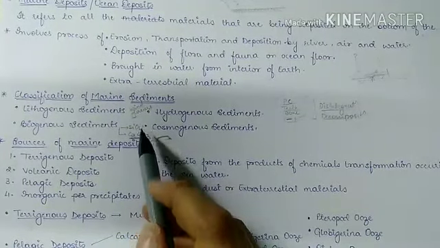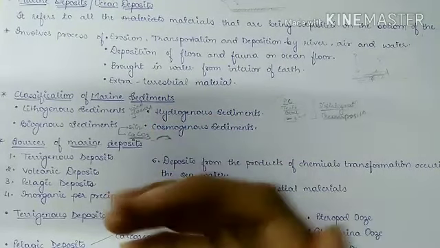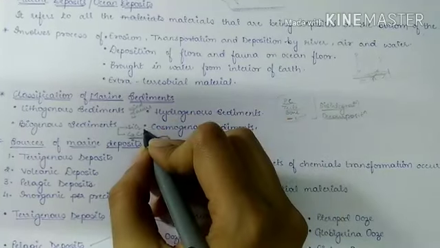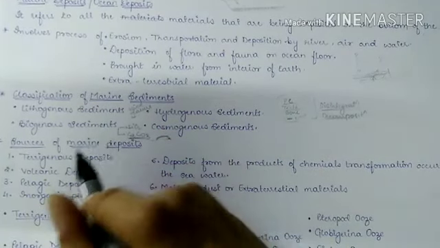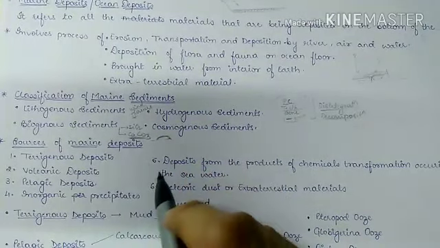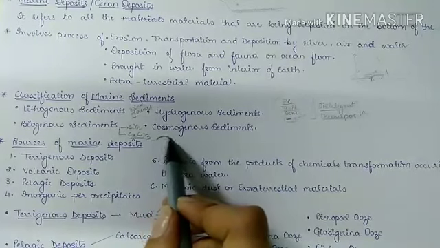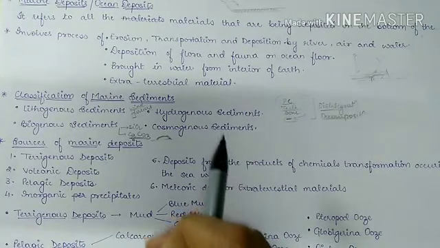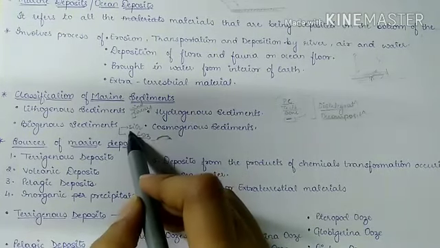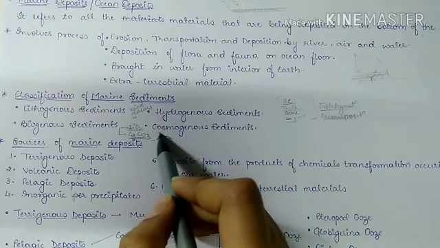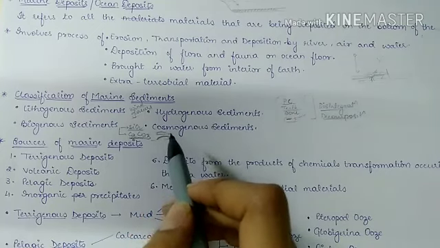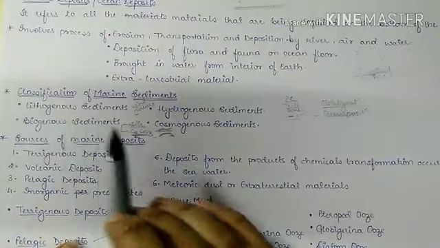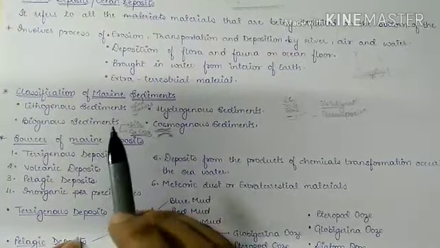Then we have siliceous sediments, which contain diatoms and radiolaria. They have shells, and these shells are like the protective covering. These shells are also undissolved in water, and they contribute to oceanic deposits. So we can simply say that these biogenous sediments are organic in origin.